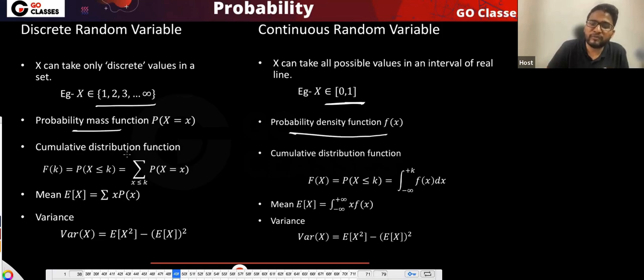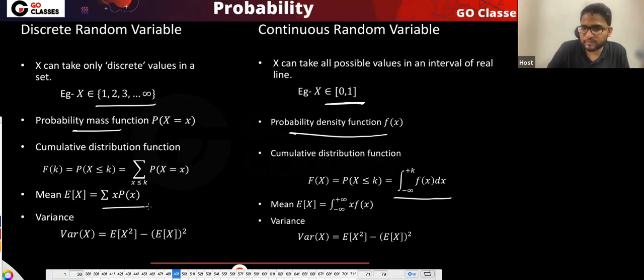If you remember, we were having the CDF. Here also the name is the same. The only difference is between PMF and PDF, but the CDF is the same. Earlier I used to say probability of x less than or equal to k is the CDF. The same story here. You can have a similar CDF here, but you need to calculate it using another formula, which is the integral from minus infinity to k of fx dx. Earlier it was the sum of all the probabilities giving x less than or equal to k. So you can calculate the CDF in both cases.